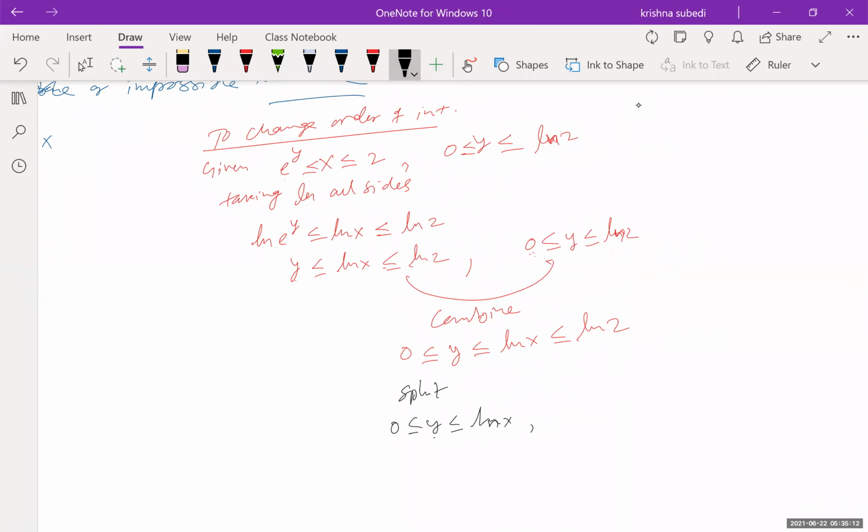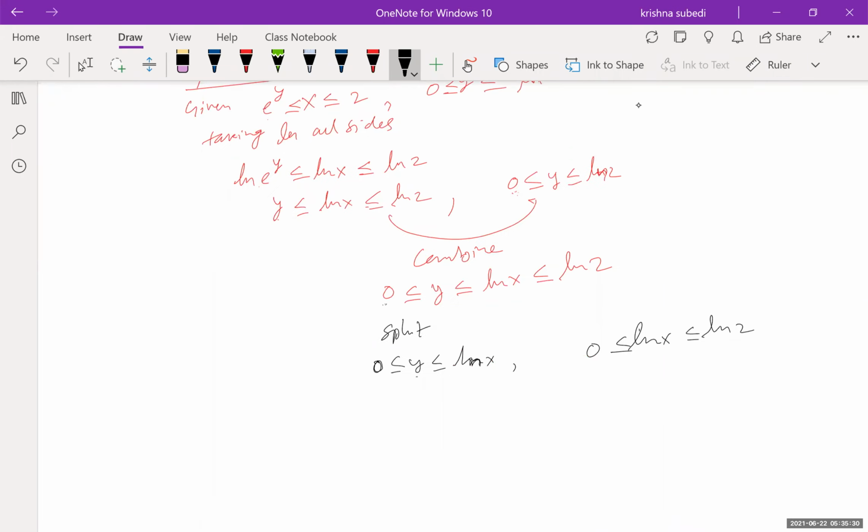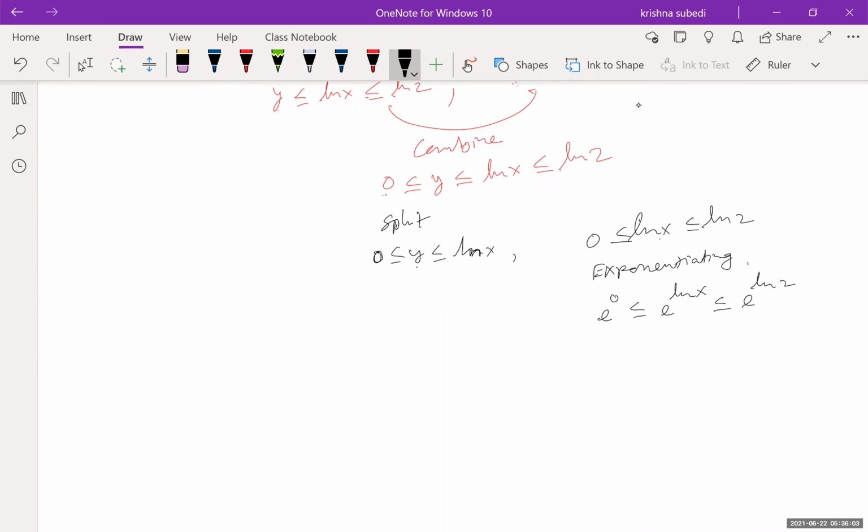See here, y now has a variable limit, and so the limits for ln x must be constants only. The constant values are 0 and ln 2. That is the only possibility. But remember, we are looking for the limit for x, not ln x. So how can you change ln x into x? Again using high school math, exponentiating all sides, you get e raised to power 0, e raised to power ln x, e raised to power ln 2. So e raised to power 0 is 1, this is simply x, and this is 2.